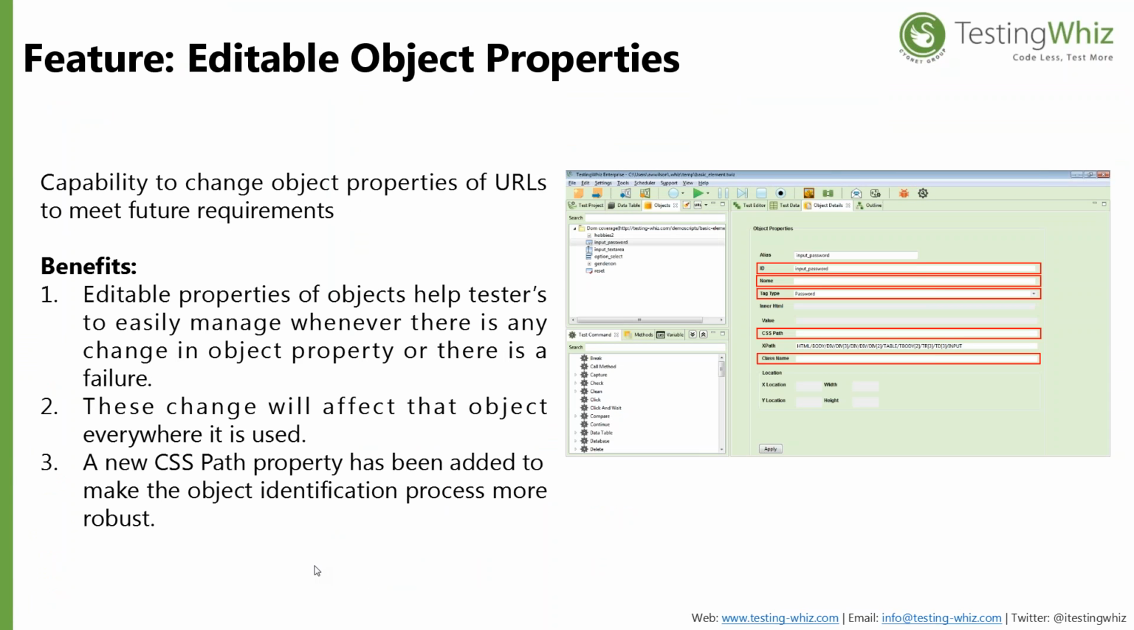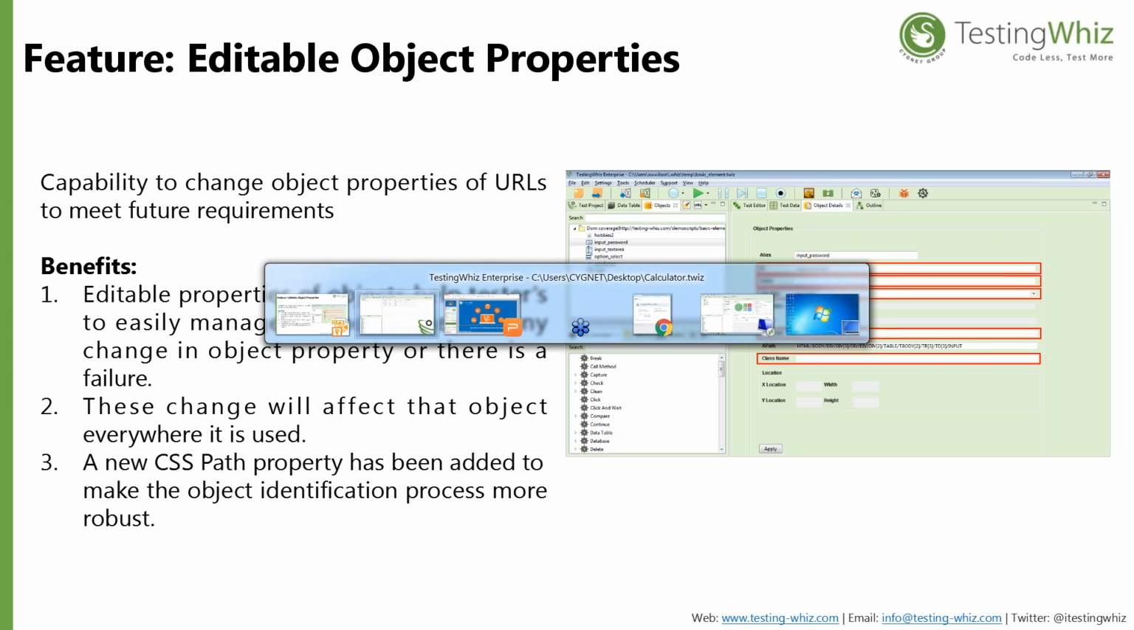Next is editable object properties. If you have already used the application, you would have seen that in the object properties some of the options were disabled, so it was very tough for users to identify objects or object properties. Now it is capable of changing all the object properties for your future requirements. We also have a new CSS path to maintain the object identification process.